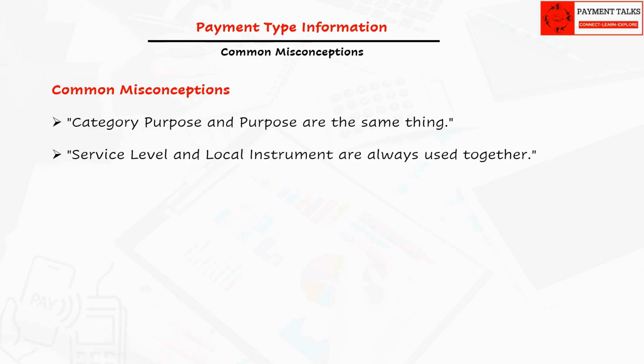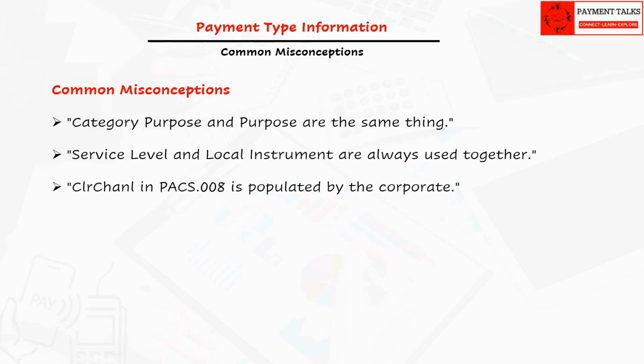Service level is the scheme level signal. Local instrument is the instrument level signal. Many domestic payments use only local instrument. Many SEPA payments use both. Use what is relevant for the payment context. Next, clearing channel in PACS.008 is populated by the corporate. No, the corporate initiates in PAIN.001, which has no clearing channel. The debtor agent's payment engine determines the appropriate clearing channel and populates it in the outgoing PACS.008.